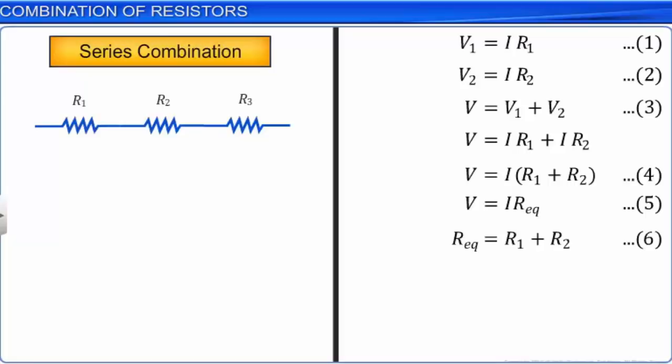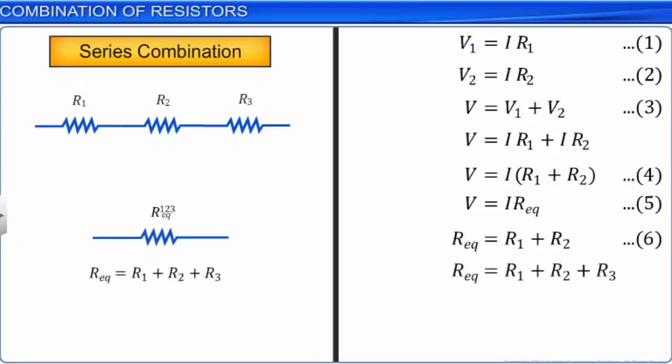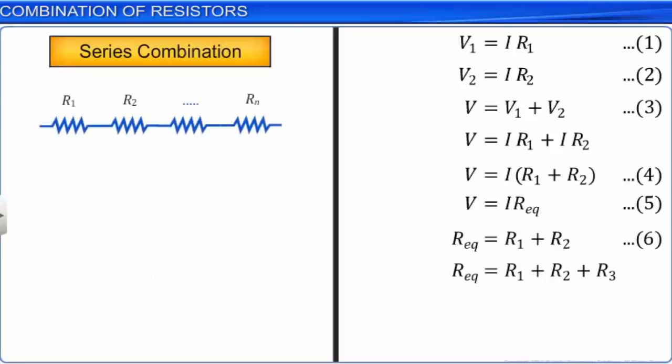We can extend this to a series combination of n number of resistors with resistances R1, R2 and so on up to Rn. The equivalent resistance of this combination is equal to R1 plus R2 and so on up to Rn.